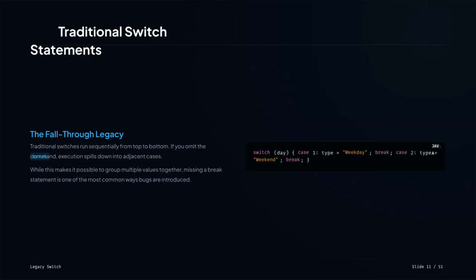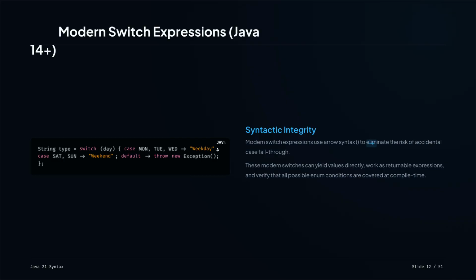Legacy switch statements execute sequentially. Without a break statement, execution falls through into subsequent cases. This behavior is a common source of bugs, as it can unintentionally trigger code in adjacent blocks. Modern switch expressions, introduced in Java 14+, use arrow syntax to eliminate the risk of accidental fall-through. These expressions can yield values directly, work as returnable statements, and ensure all conditions are covered at compile time.